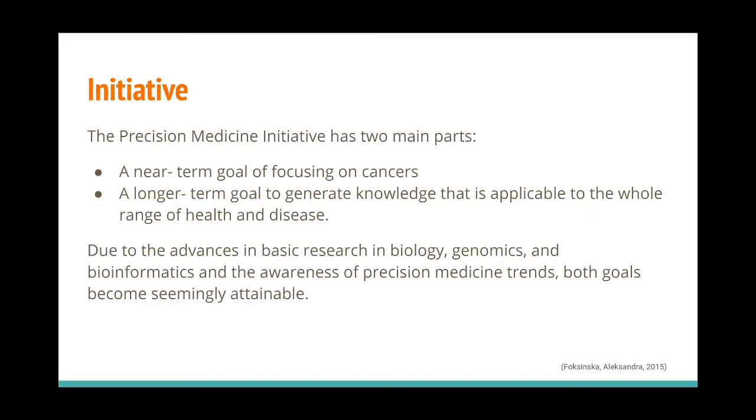The Precision Medicine Initiative has two main parts. First, a near-term goal of focusing on cancers. Second, a longer-term goal to generate knowledge that is applicable to the whole range of health and disease. With advancements in fundamental science in genetics, genomics, and bioinformatics, and knowledge of the developments in precision medicine, both goals seem to be attainable.